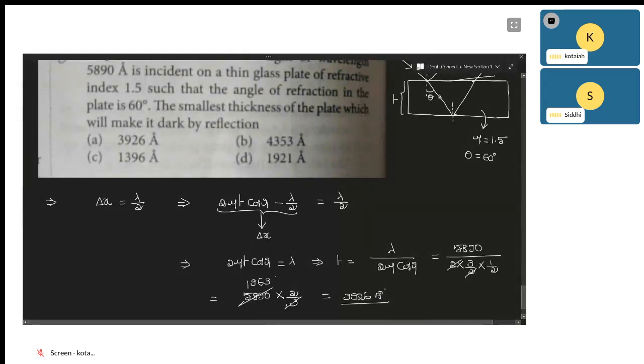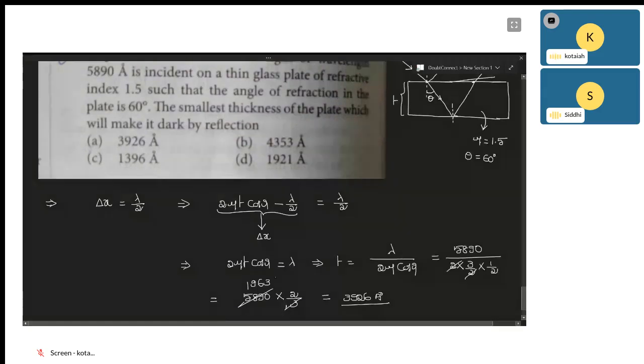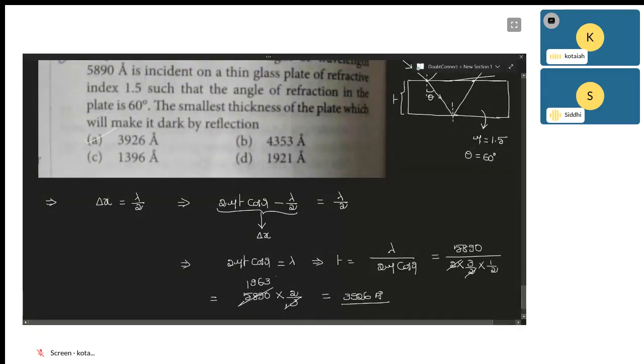Okay, done. This is a little bit complicated question. Usually they'll ask in JEE. Where do you find this question? It was in the NCERT Fingertips book.